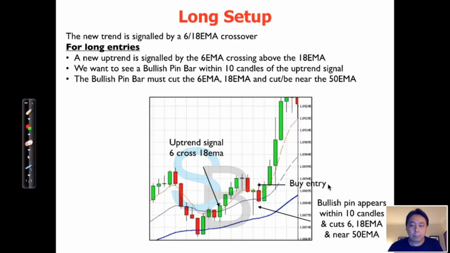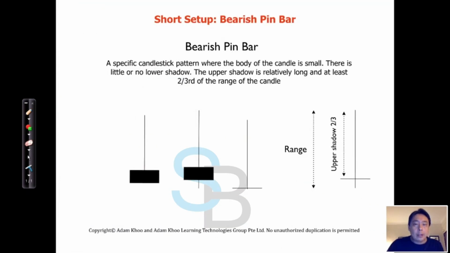Notice that for this particular strategy, there's no swing high. It's not like the impulse pullback, where there's a swing high and there's a pullback. No, this is different. This is just signal, 10 candles, bullish pin, we go for it. So it's a lot simpler in a way. All right, so for the short setup, we're looking for the bearish pin bar.